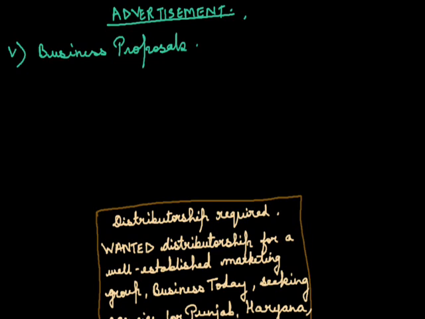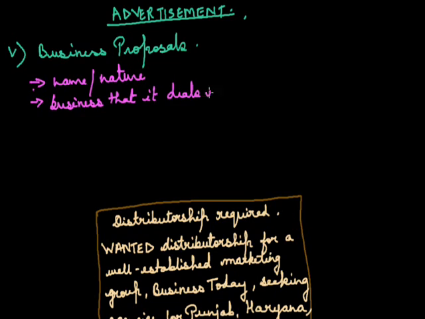Now, talking about the fifth point, the classified advertisement for business purposes. The important points are: first, to indicate the name and the nature of the organization. The second is to specify the business that it deals in. Then comes the third point, to specify the requirement so that it will be clear for the reader to understand. Then you need to provide your contact address or your number.